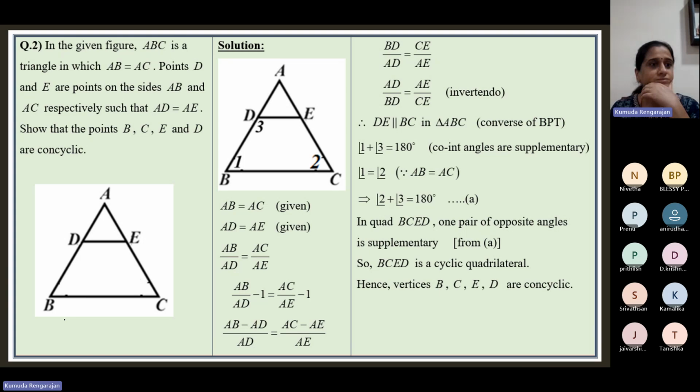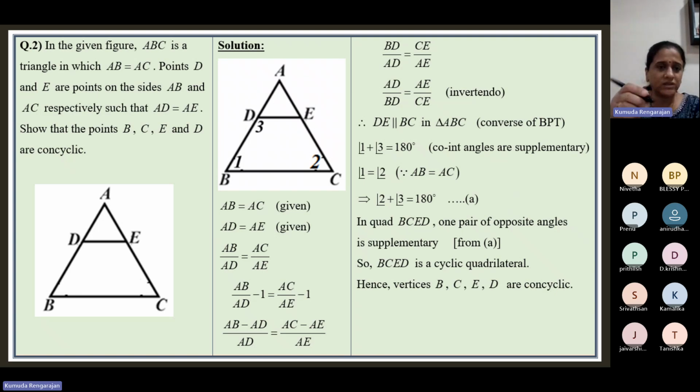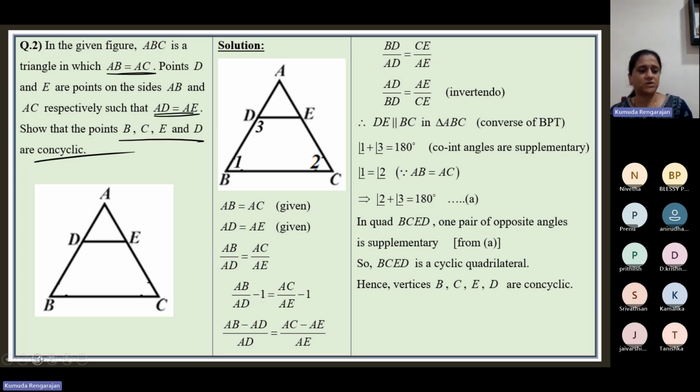Okay, ready? This one is exactly the first one. We have to prove, maybe the wordings are different in the question. I didn't read it fully, but show that the points are concyclic. And we have the same information: AB equals AC, AD equals AE. So here what I've done, I've written this one here, and what is given here, this one here.